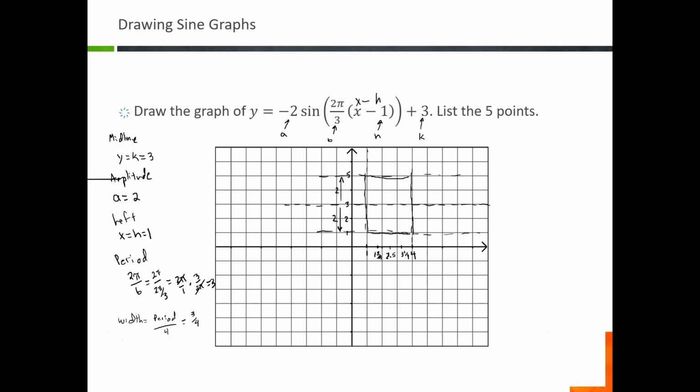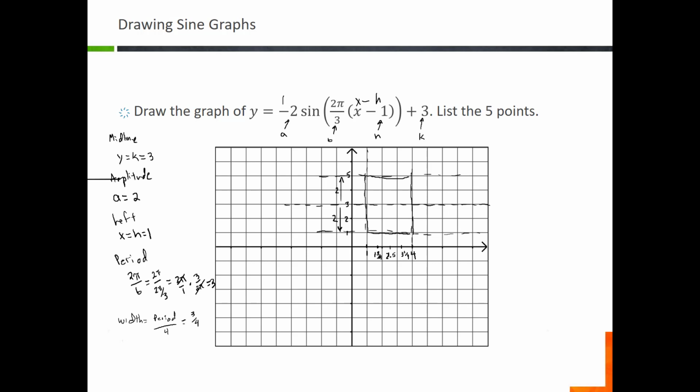1, 2, 3, 4, 5 tick marks. It's a little hard because it's not a nice even whole number width, but sometimes that happens. All right, so now we need to draw in our function.